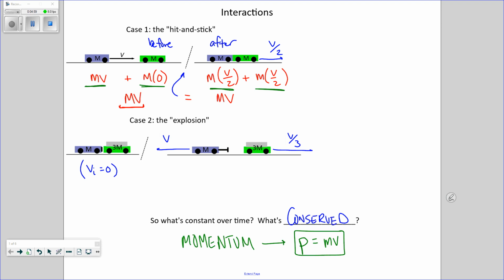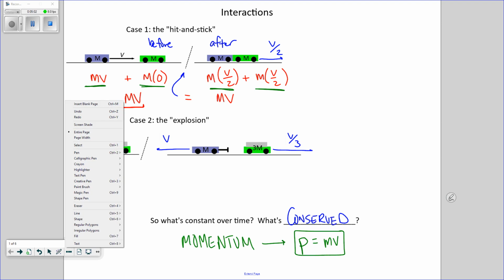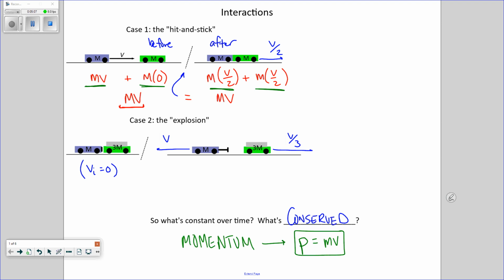So if we look at this second case, case 2, in the beginning we've got each object moving with velocity 0, so a total initial momentum of 0. And in the end, if momentum's conserved, we better get a momentum of 0. Well, this one has a momentum of m times v to the left. This one has a momentum of 3m times v over 3. Well, check this out.